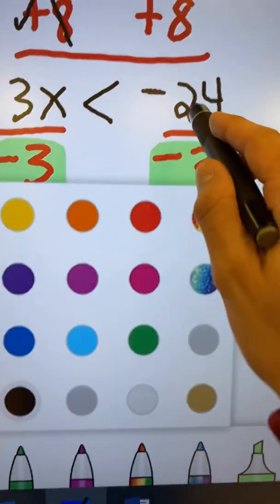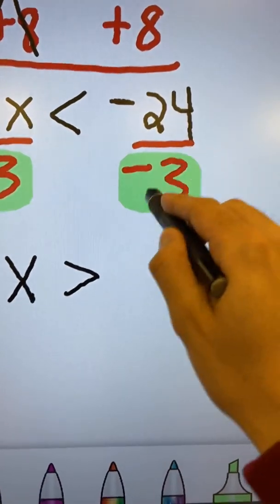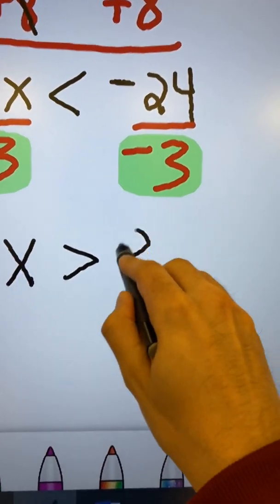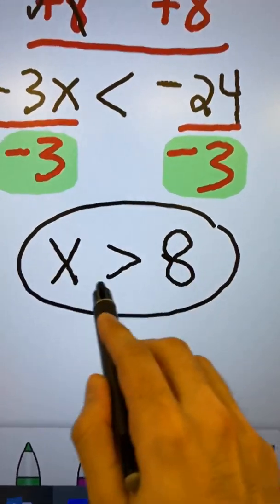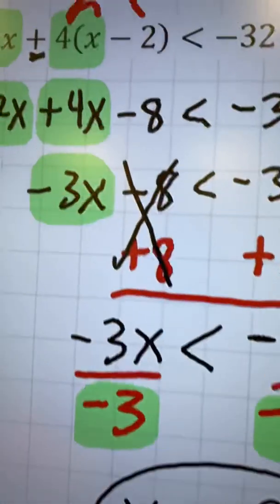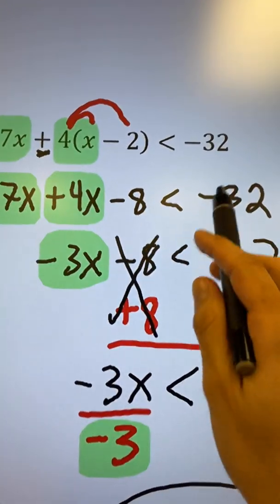All right, so now negative 24 divided by negative 3, we get positive 8. And that'll be my solution set. So all numbers bigger than 8 will be a solution to this inequality up here.